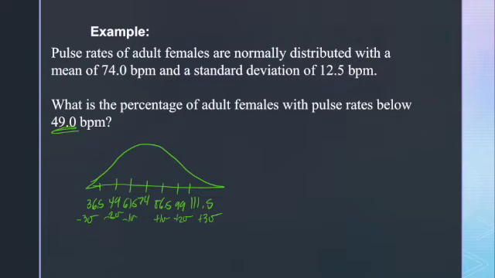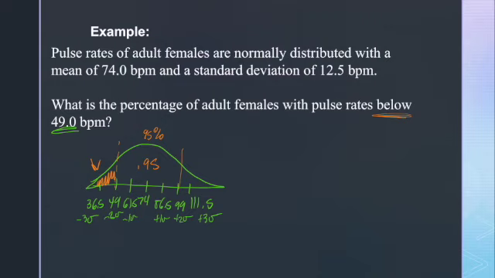So what is this question asking? This question says, what percent of adult females have a pulse rate below 49? So here's 49. It marks my second standard deviation. So I'm trying to find the area over here. Well, what do I know about the second standard deviation? I know that within 2 standard deviations, I have 95% of the data. So the area right here is 0.95.